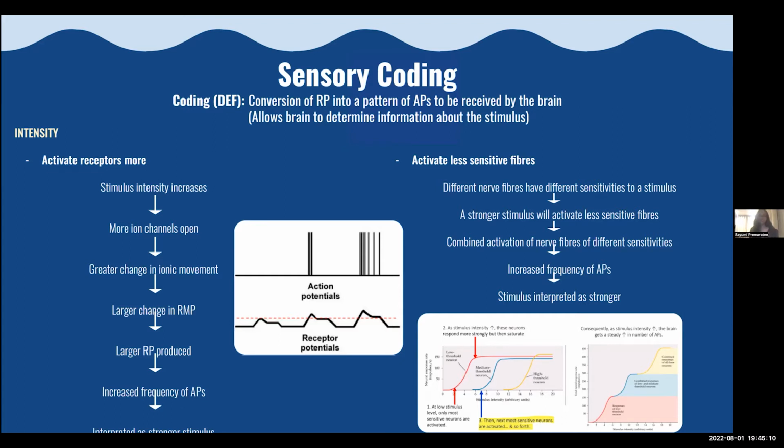So the second way is to activate less sensitive fibers. There are different nerve fibers that have different sensitivities to a stimulus. A stronger stimulus will activate the less sensitive fibers, whereas weaker stimuli will only activate the more sensitive fibers. So as a stimulus increases in strength, there's a combined and cumulative activation of nerve fibers, which have different sensitivities. And again, that's going to lead to an increased frequency of action potentials, and your brain is going to interpret that as a stronger stimulus.